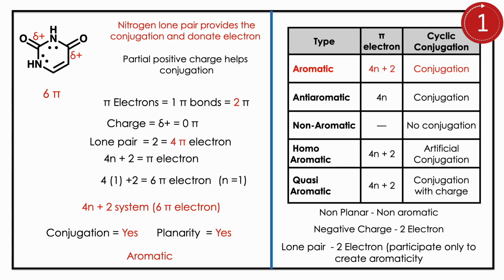Nitrogen lone pairs give the pi electrons. So if you count the pi electrons, only 1 pi bond, 2 pi electrons, no charge, and 2 lone pairs participate. So 4 pi electrons. So totally it's a 4n plus 2 pi electron system with 6 pi electrons where n equals 1. Here conjugation is definitely there because the lone pair and partial positive charge help the conjugation, and planarity is definitely there. So 4n plus 2, conjugated, planar means the given compound is aromatic.